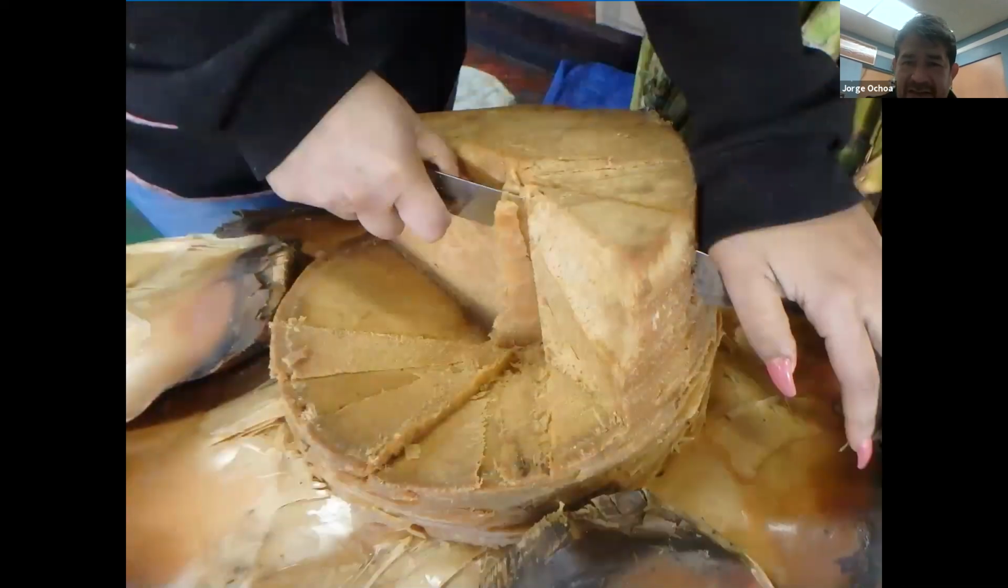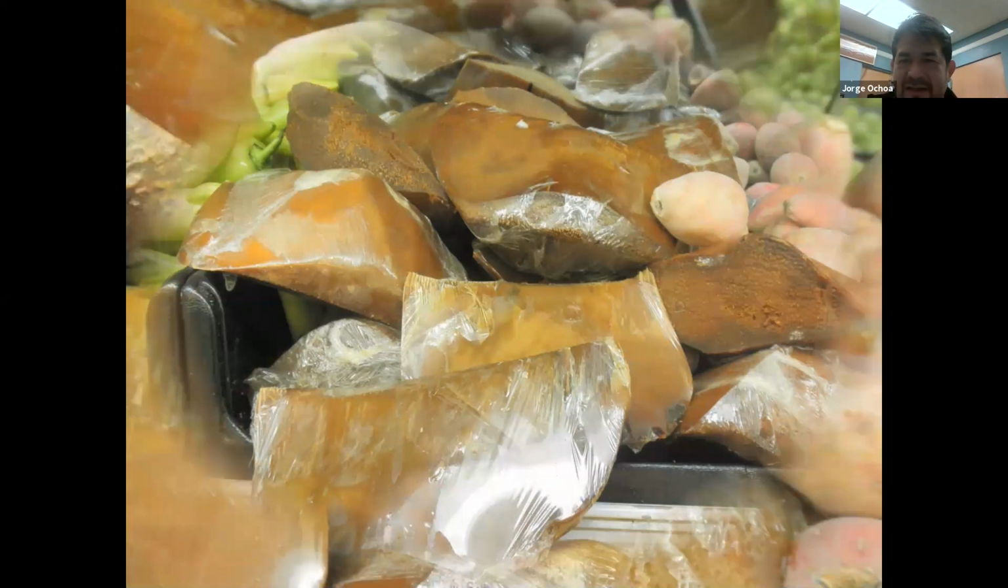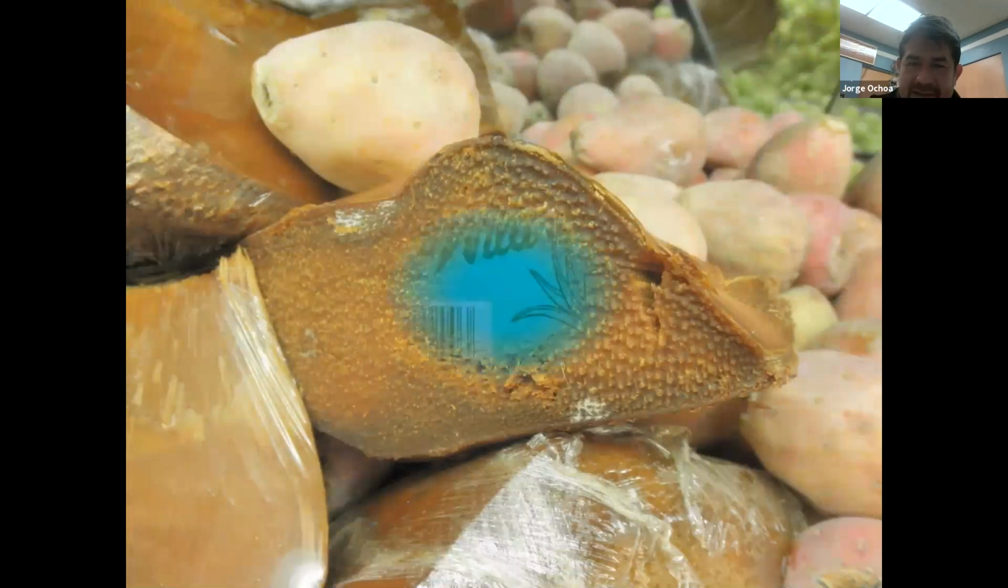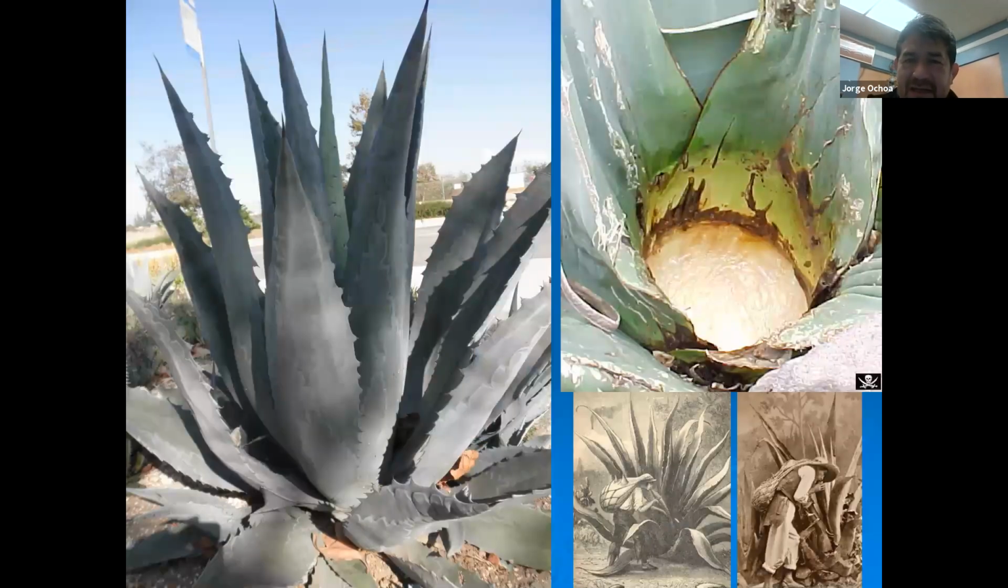And so here's the agave heart, or the agave center, being sold. It is a common product now that you may see in the store. If you never had it, you should try it because it is sweet and it's out there. Or they have drinks. Here, a drink made from the juice of the agave. If you never had it, try it. But that eventually became an alcoholic beverage.